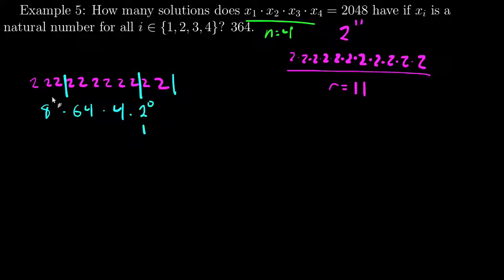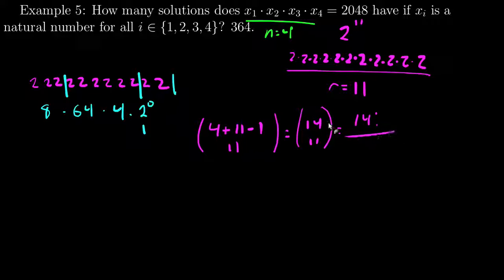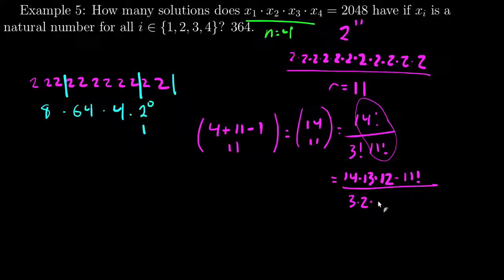Okay. n is 4, r is 11. Let's dive right in, get the answer. So n plus r minus 1, 4 plus 11 minus 1, choose r, 11, is going to be 14 choose 11, which is 14 factorial over 14 minus 11, which is 3 factorial, times 11 factorial. 11 and 14 are going to reduce down. 14 is 3 bigger than 11, so I get 14 times 13 times 12 times the 11 factorial, which is going to cancel, over 3 times 2 times 1 times the 11 factorial. In here, 3 times 2 times 1 is 6. This will reduce down. Multiply it together, I get 364.